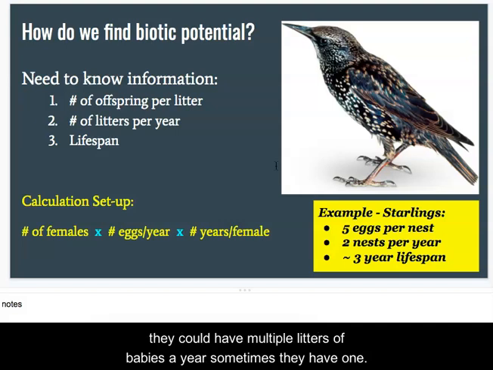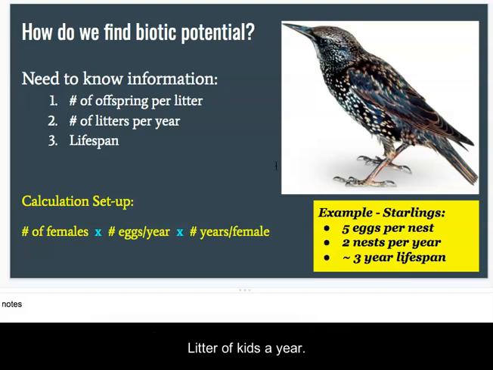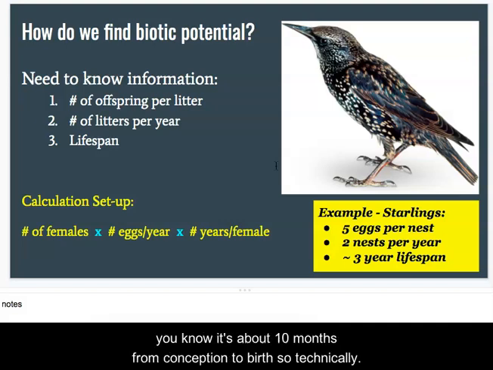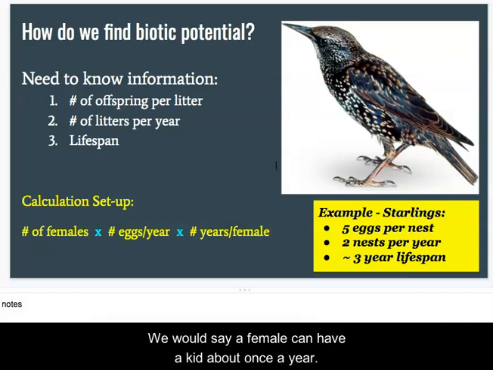Depending on the organism, sometimes they could have multiple litters of babies a year. Sometimes they have 1 litter a year. Sometimes they have even less than that. Maybe it takes 5 years to have a litter. It just depends. But given maximum potential, for a human female, it's about 10 months from conception to birth. So technically, we would say a female can have a kid about once a year.